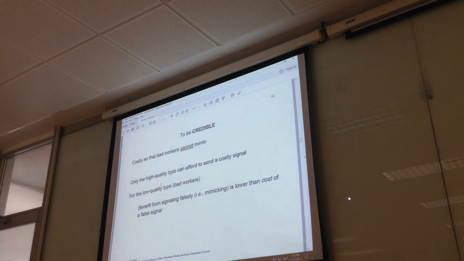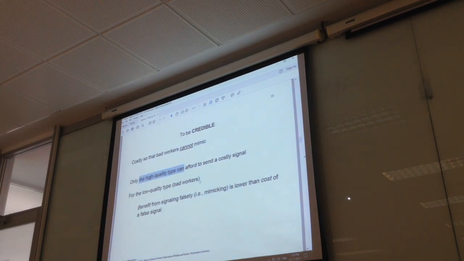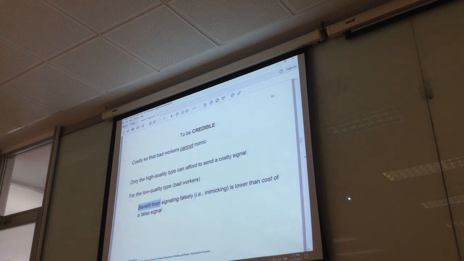Same as monkey. Okay? So, for a signal, whatever action that we take to tell other people who don't know about us that we are of good quality, in whatever context, must be costly to be credible. If the bad type can do the same, then that action is worthless. So in our example of the training program, only the high quality type can afford to send a costly signal. It's worth it for the high quality type. To put it differently, for the low quality type or bad workers, the expected benefit from sending a false signal, from lying or mimicking, trying to imitate, is lower than the expected cost of lying.